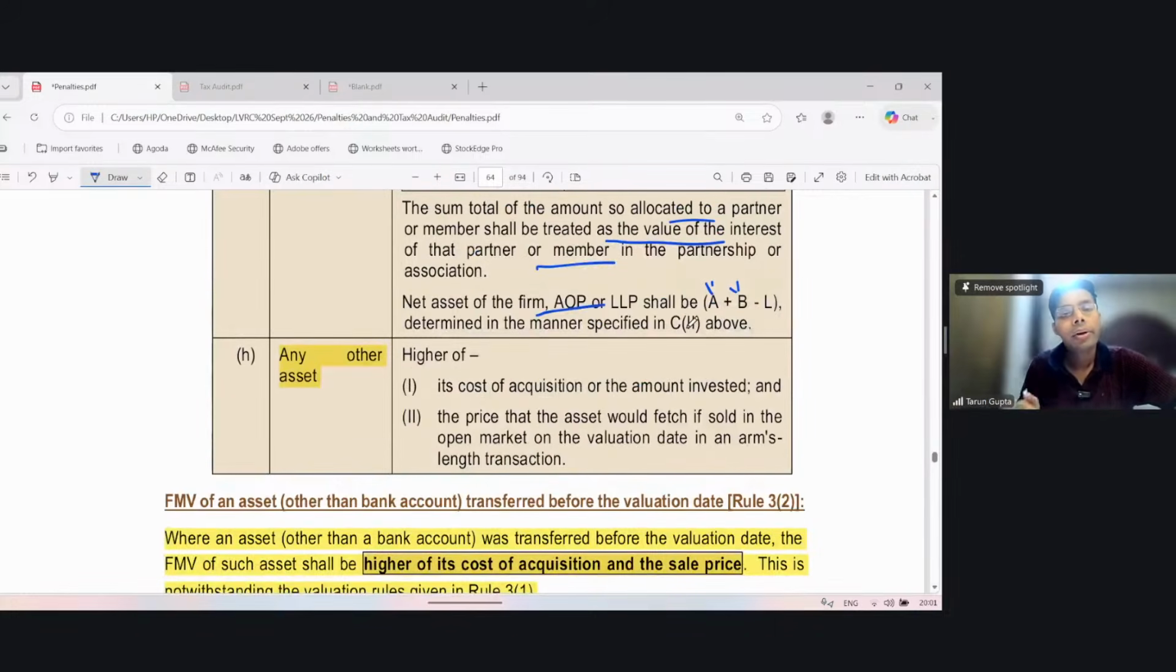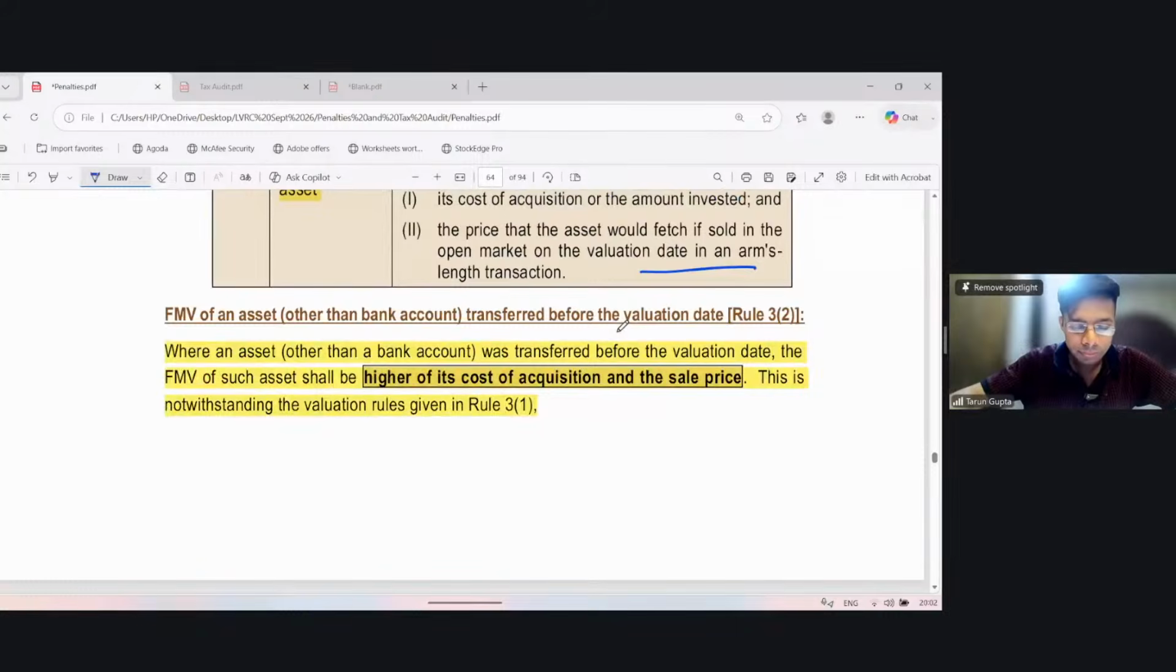Any other asset shall be valued at the higher of the cost or the price it would fetch if sold in the open market as on the valuation day. Okay. If any of the assets was transferred before the valuation date, then its FMV shall be determined by comparing the cost and the price at which it is transferred. Earlier, we were comparing the cost and its fair market value on the valuation date. But now, if it is transferred before the valuation date, we will compare the cost and the price at which it is transferred.